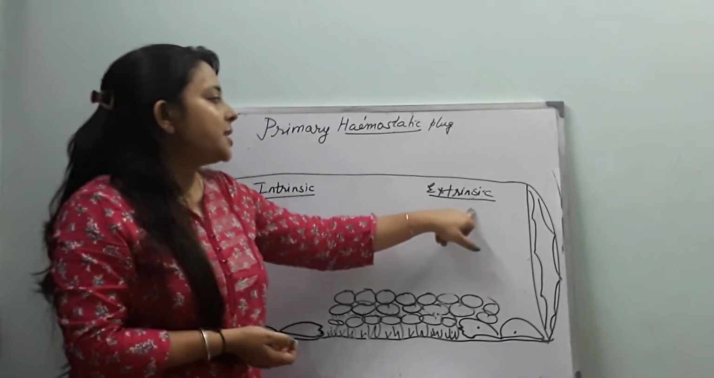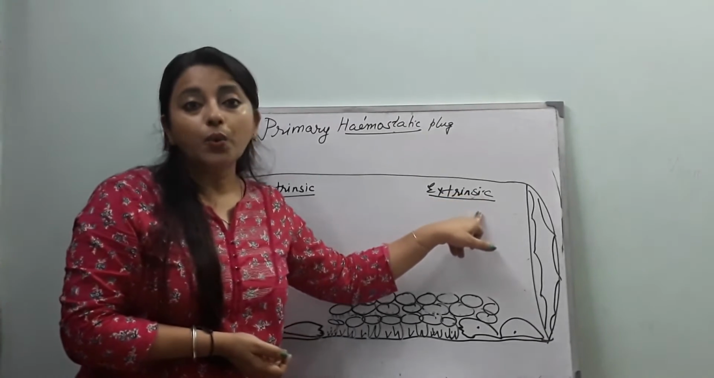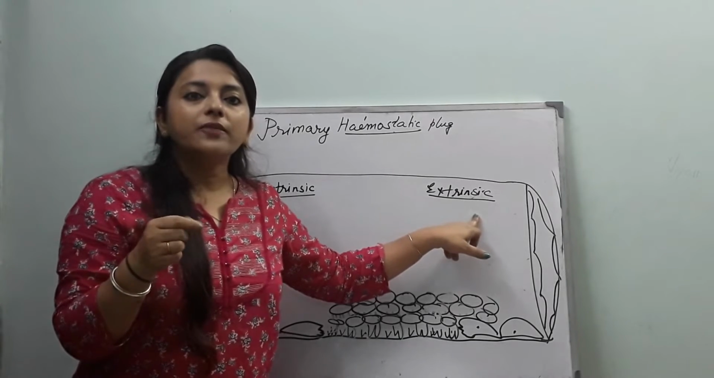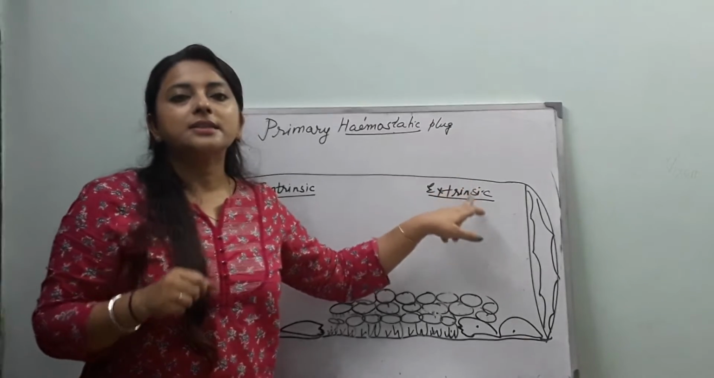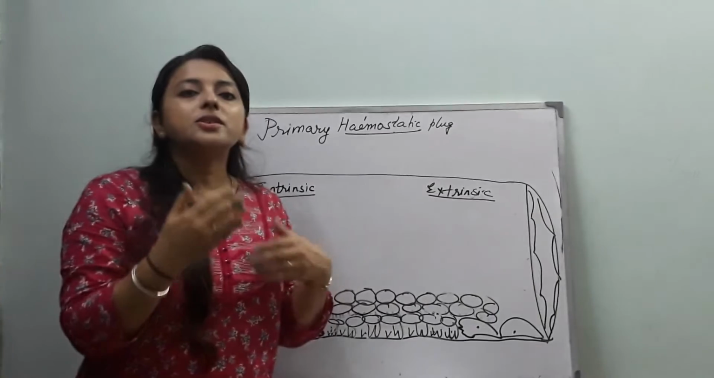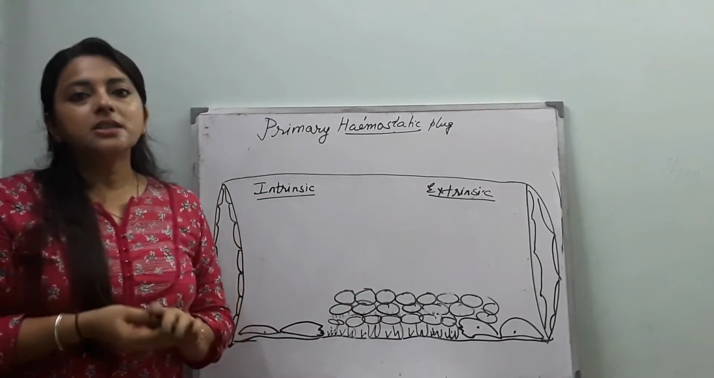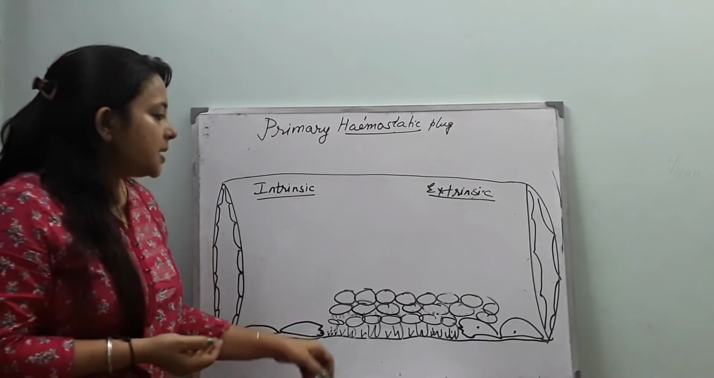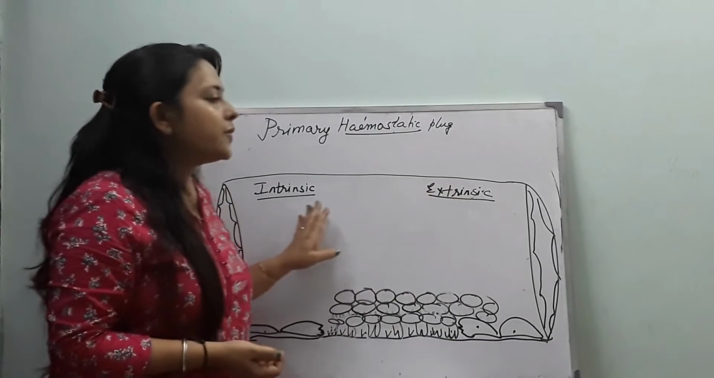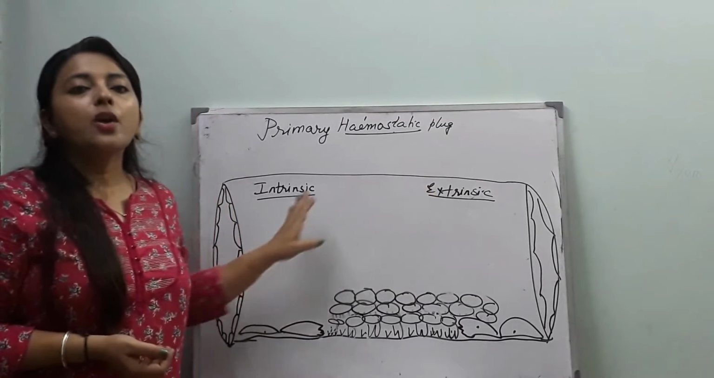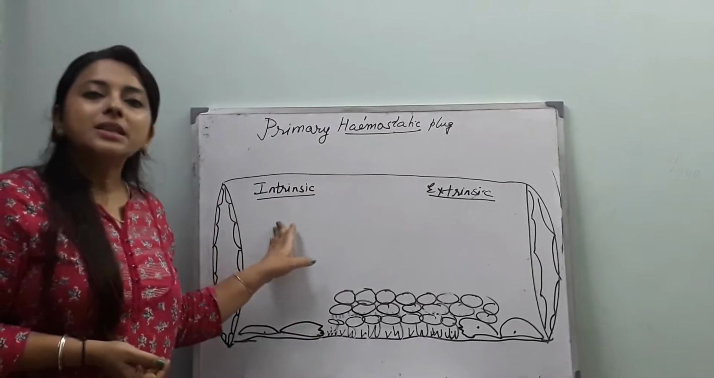And what is extrinsic factor? Extrinsic are those factors which are initiated by some tissue factor. When we put some tissue factor inside, the extrinsic factor converts into intrinsic, and it initiates the coagulation. In this way, we can distinguish between these two pathways or these two factors. Now we will discuss the intrinsic pathway.